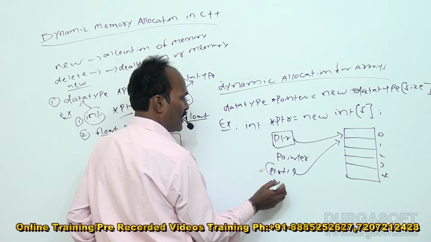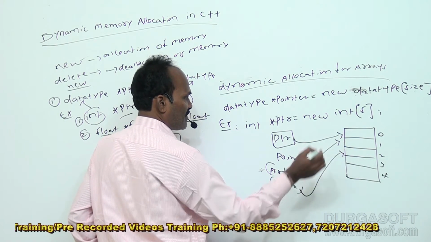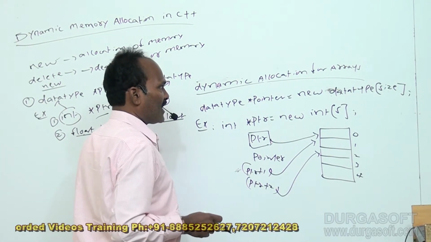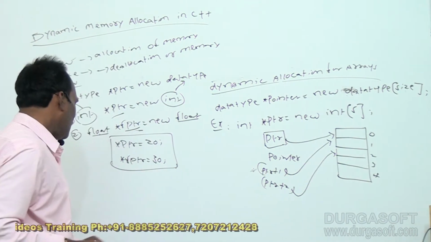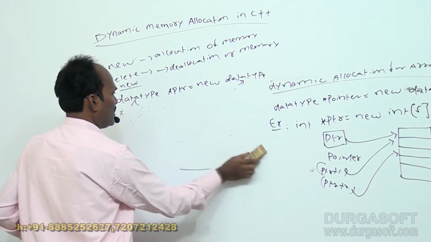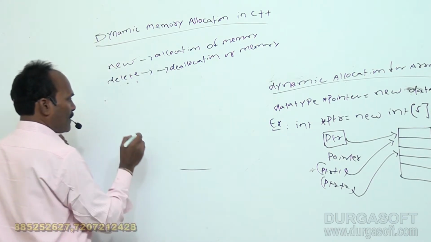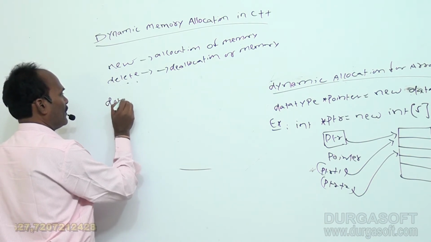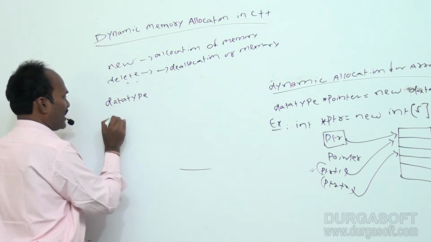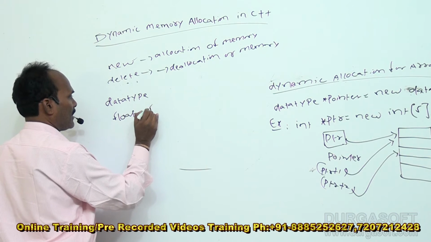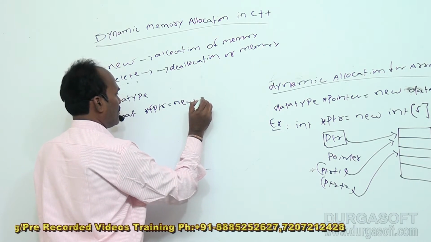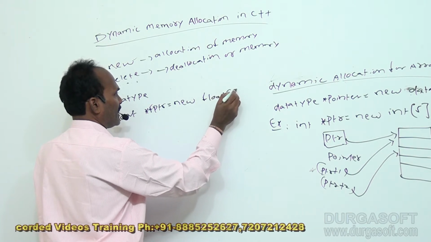In the same way, ptr plus 2 will be pointing to this one. Like this, it is going to point to each and every element in the array. So this is dynamic memory allocation for a single dimensional array of integer type. Suppose in the same way I have to assign some memory for 5 floating point numbers. How can it be done? For example, in the place of data type I can use float fptr equal to new data type, that is float, with 5 elements.